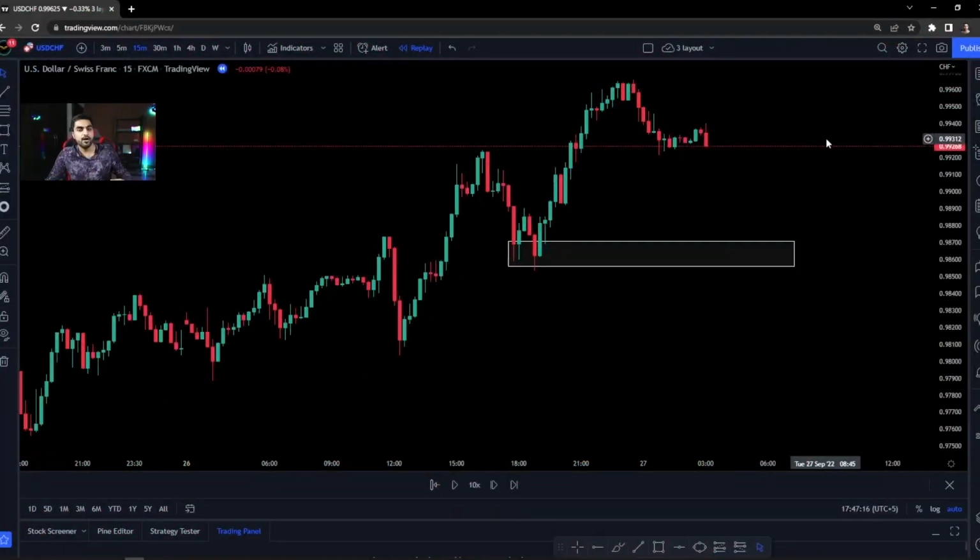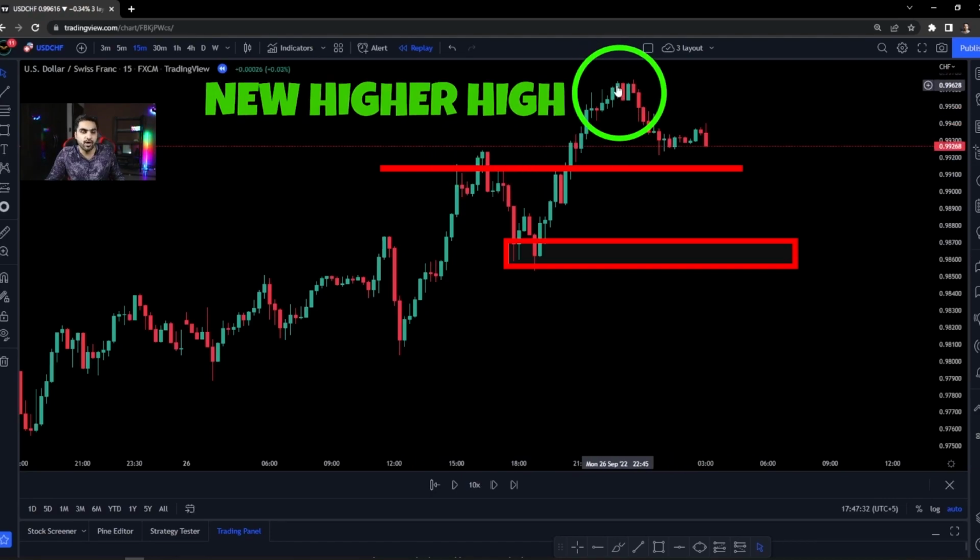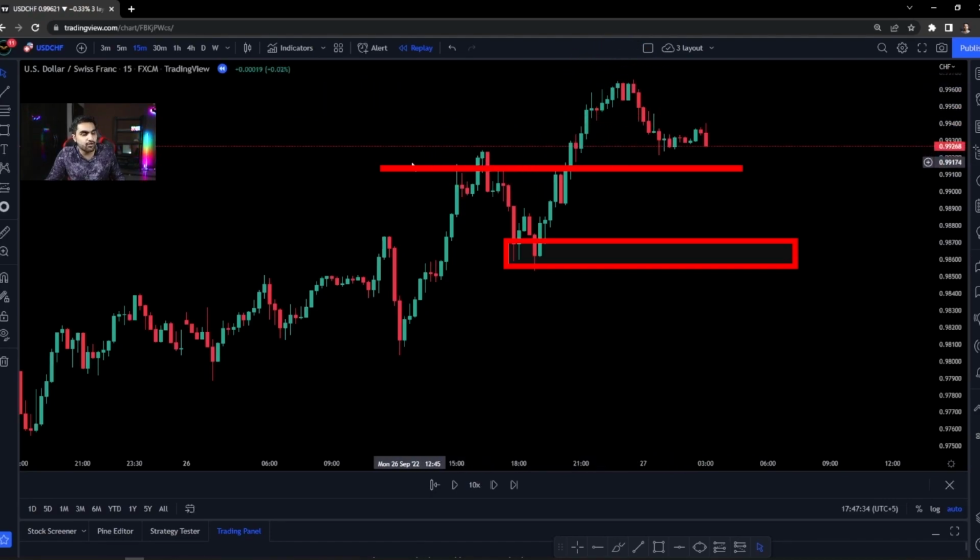So now that we have understood that we need the market to come towards this level of demand, to retest it, to give us some sort of a rejection here, then we can take the buy. We will not take any buy if the market only comes to this resistance area that we broke here and created a new higher high. We will not be taking any trade if the market retests this level and goes up.